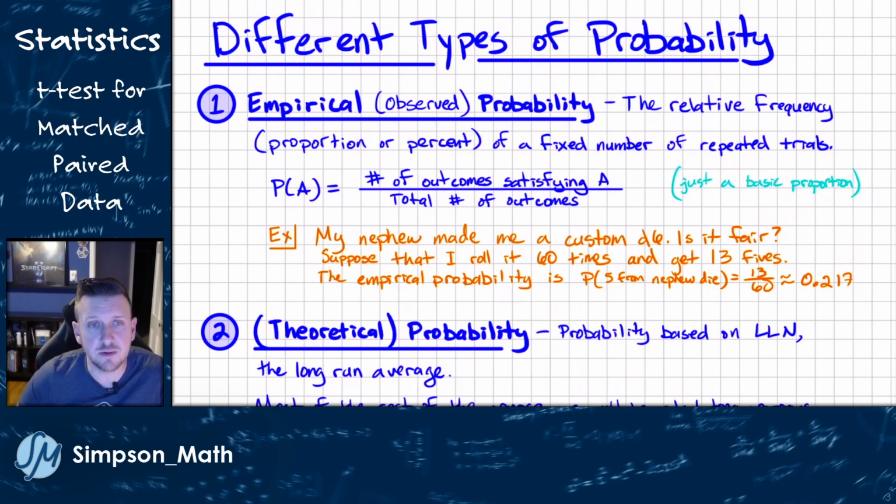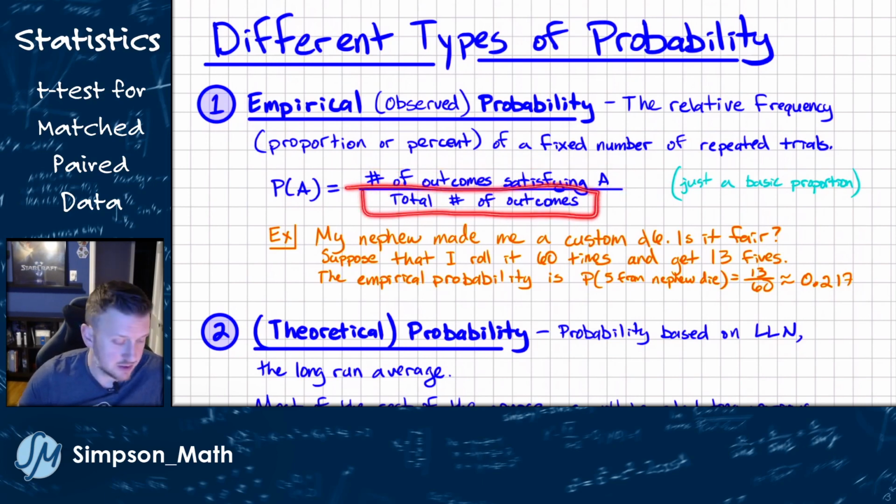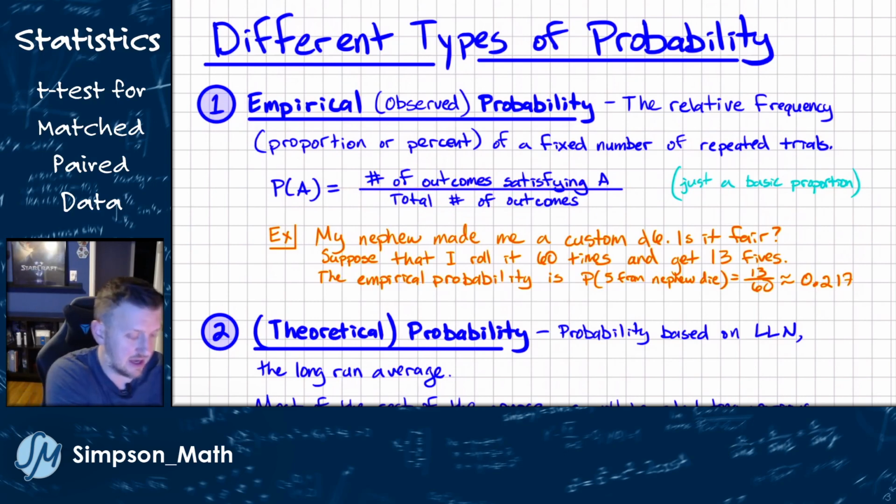So it's a relative frequency, which we often communicate as a proportion or percent, of a fixed number of repeated trials. So it's just a basic proportion. So notice on my numerator, this is what we've been doing all day. It's the number of outcomes satisfying A divided by my total number of outcomes. So I have a lot of dice over here. Let me pull up one of them.